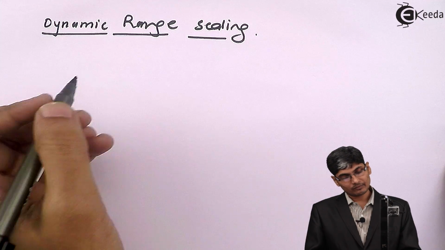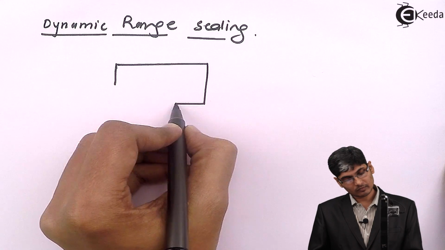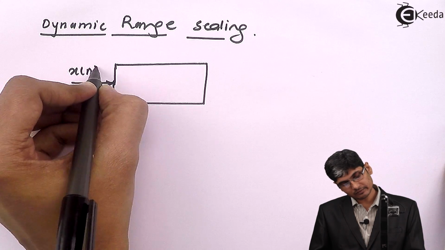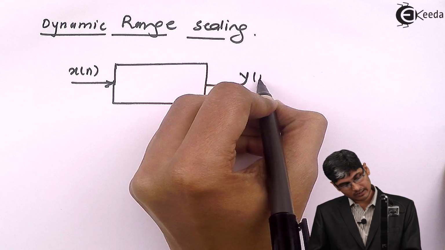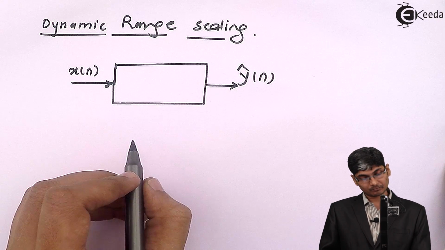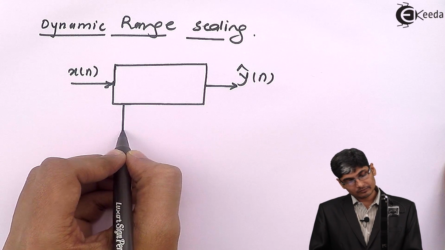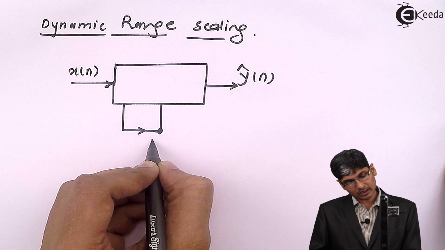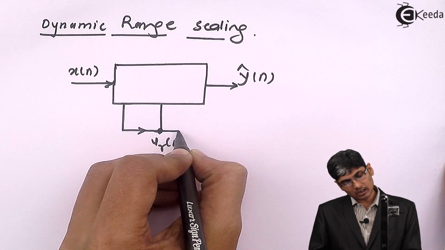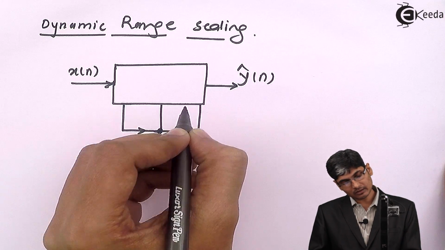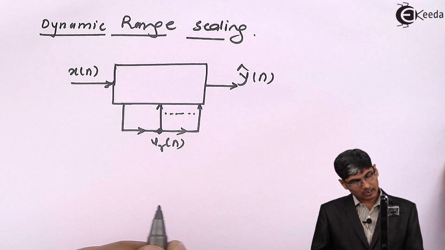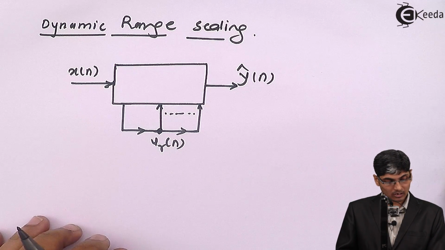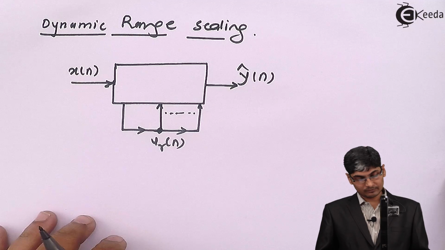So let us consider a system to which I am giving the input x of n and the output is, let's say, y cap of n. The system has many nodes, say k such nodes, and we are standing at the rth node.